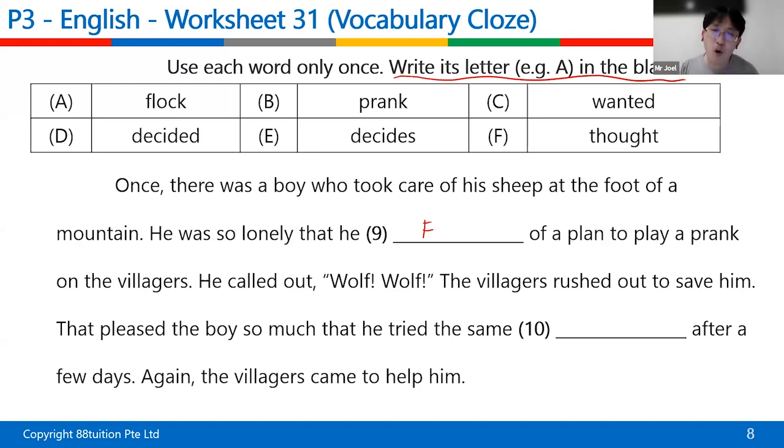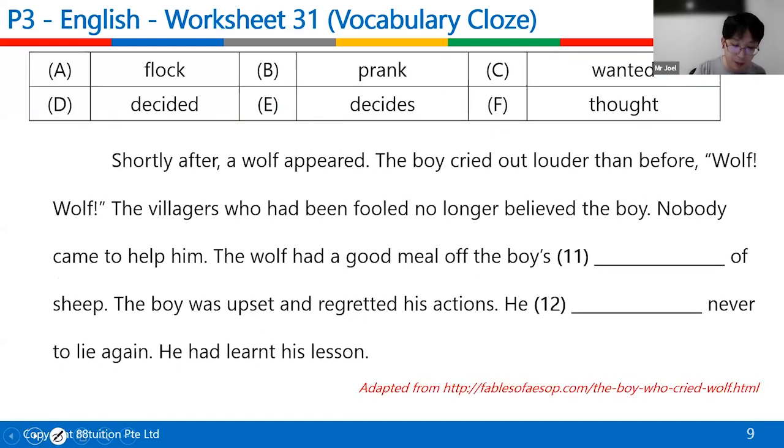He called out, wolf, wolf. So this is the story of the boy who cried wolf. The villagers rushed out to save him. That pleased the boy so much that he tried the same prank. Okay, he tried the same prank, so that must be B. All right, after a few days, so we have used F and B. Okay, again the villagers came to help him.